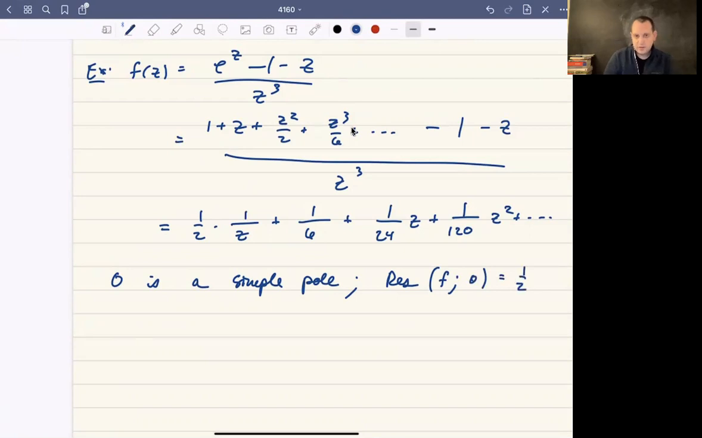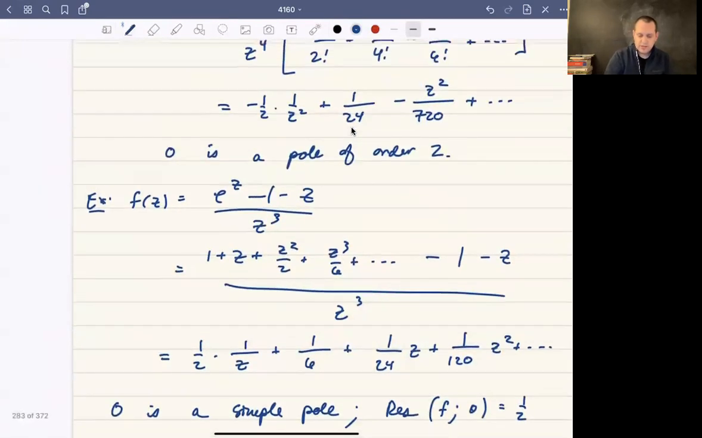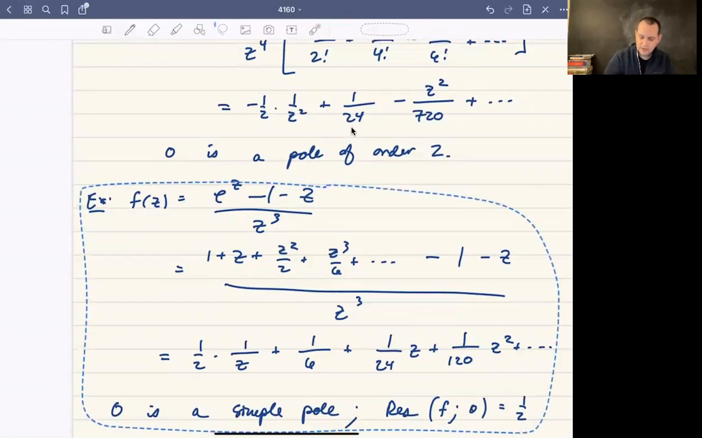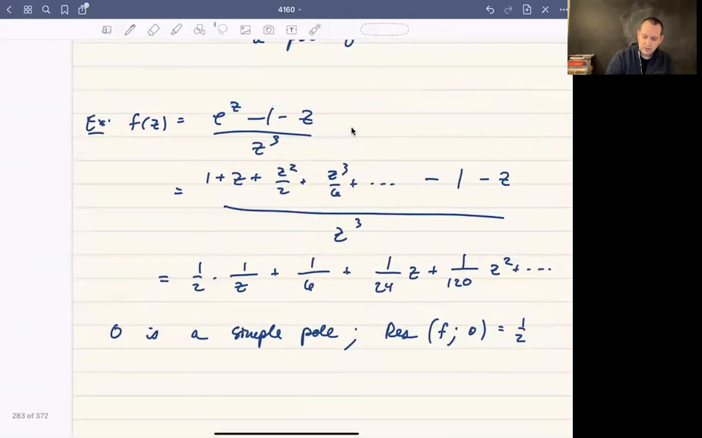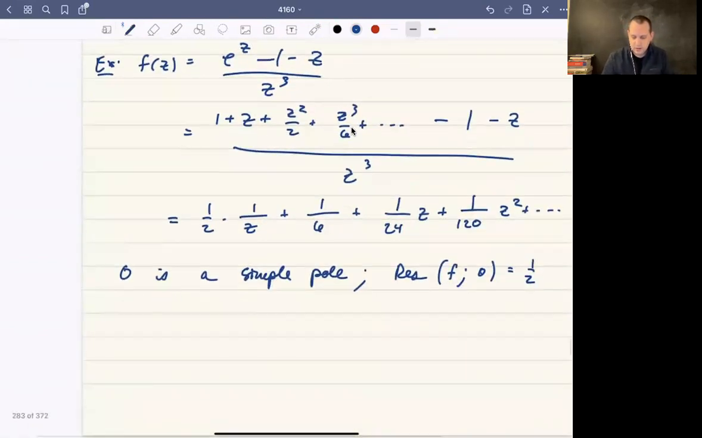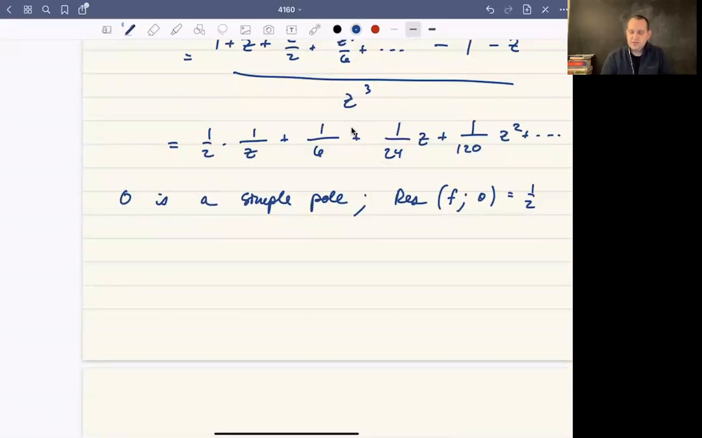Let's go back real quick and talk about the previous example and the residue. Remember that the residue is the coefficient b1, the coefficient of the 1 over z term. In the previous example, you can think of this as having a plus 0 times 1 over z term there, and that 0 is the residue. So the residue of f at 0 is 0, because the 1 over z term is not there. Here, the 1 over z term is there, and the coefficient is 1/2, so the residue is 1/2. So that's really all we need to do.